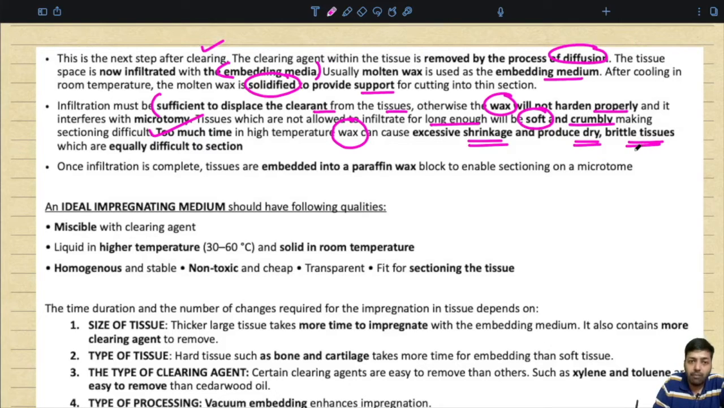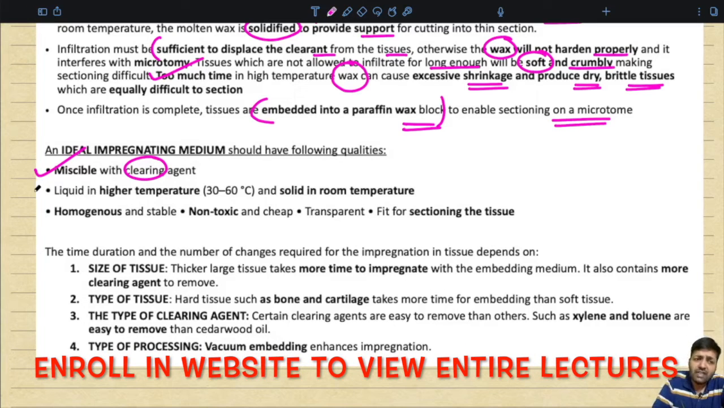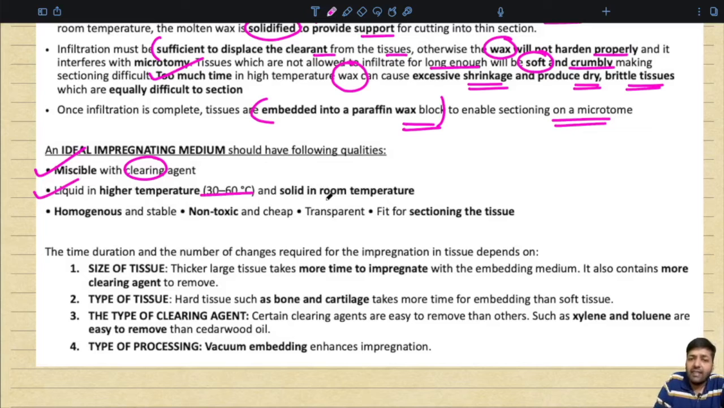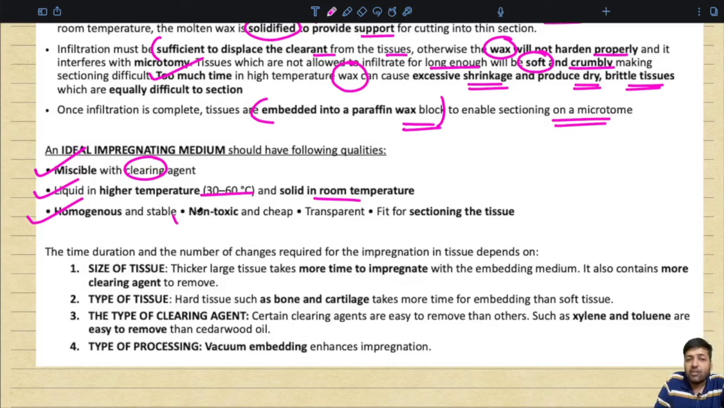Once infiltration is complete, the tissues are embedded into the paraffin wax block to enable the sectioning on the microtome. So after infiltration, we are carrying out tissue embedding into paraffin wax block. So what are the qualities of an ideal impregnating medium? They should be miscible, or they should mix with the clearing agent. They should be liquid at higher temperature and solid at room temperature. They should be homogeneous and stable. They should be non-toxic and cheap, transparent, and fit for sectioning the tissue.